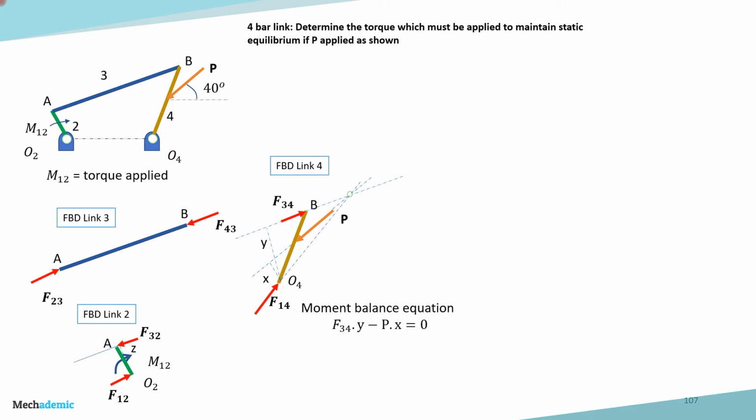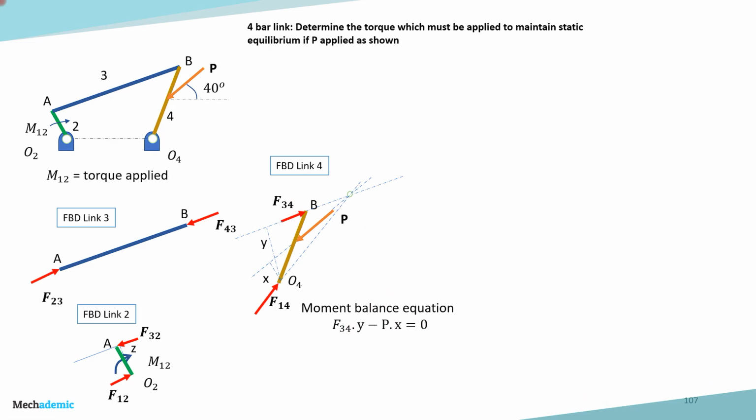So this is the moment balance equation. If we find the moment at point O4, it will be F34 into the perpendicular distance from O4 to the line of action of F34, which is Y, minus P into X. X is the perpendicular distance between the line of action of P and O4. So F34 into Y minus P into X should be equal to 0. This is the moment balance equation for link 4.